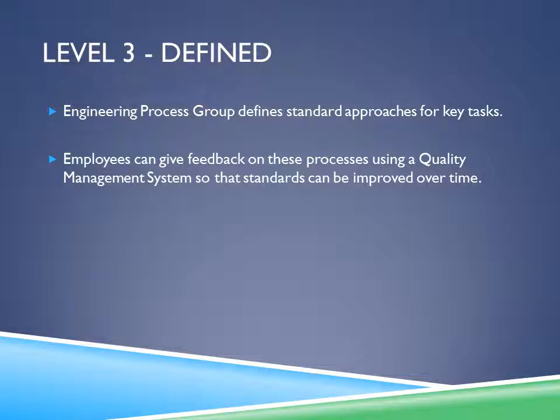So the third level is level 3, defined. At this level, something called an engineering process group, known as an EPG, within the organization defines different standard approaches for key tasks, which really helps resolve a major problem seen in level 2, where there was not really a template across the organization because they did their projects on a project-to-project basis rather than having a central template. So this really is a very good solution, and it's a big step up from level 2.